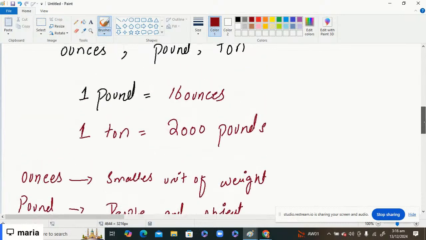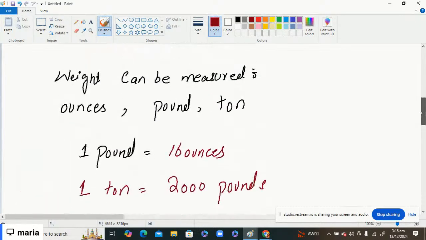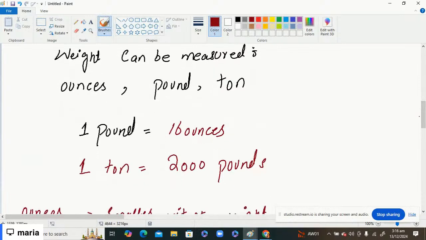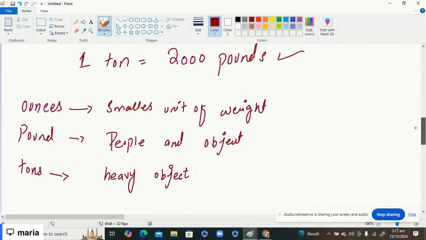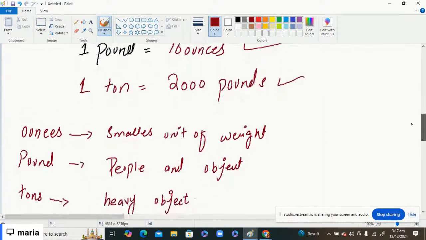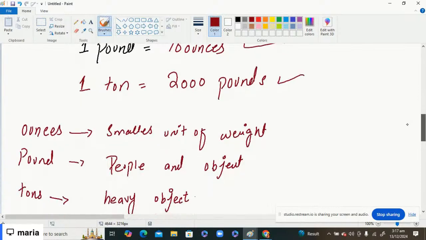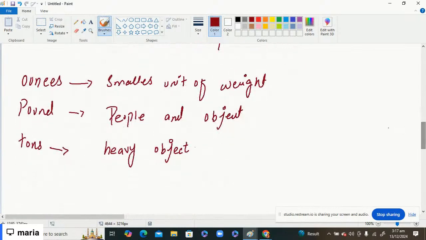Okay, this is the thing that you need to know. Weight can be measured in which things? Three things: ounces, pounds, and tons. Now 1 pound is equal to 16 ounces and 1 ton is equal to 2000 pounds. Ounces is the smaller unit, used for light objects in the customary units. The pound is commonly used to describe the weight of people and objects, and tons are used to describe heavy objects, okay?